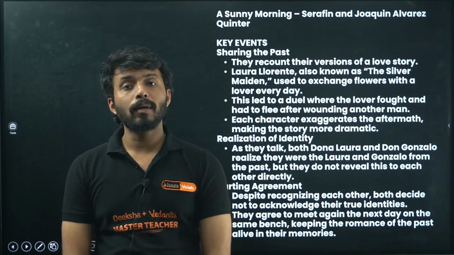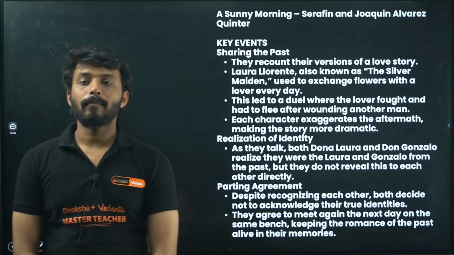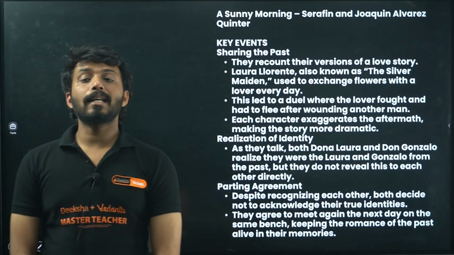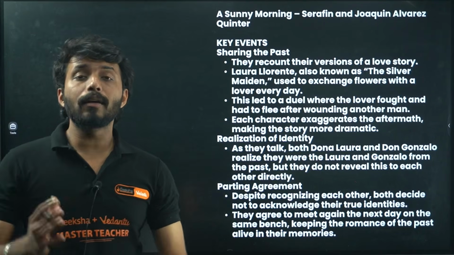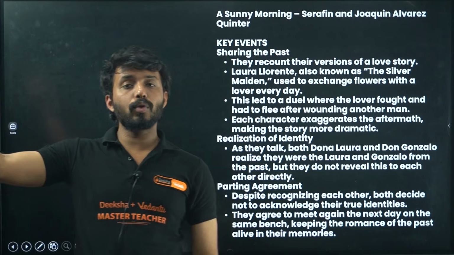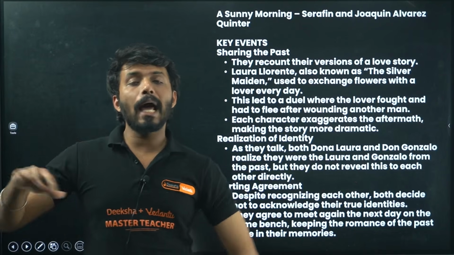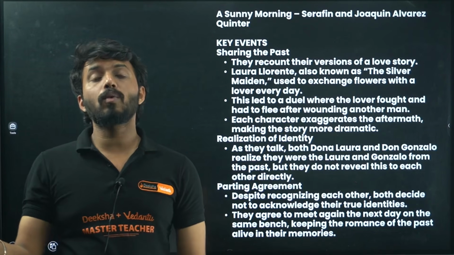Where did he flee to? He fled to this place called Seville. Each character exaggerates the aftermath, making the story more dramatic. So, as I said earlier, in reality, Don Gonzalo did move to Sevilla, but in 3 months' time, he ran away with another woman, a woman who was a ballet dancer.